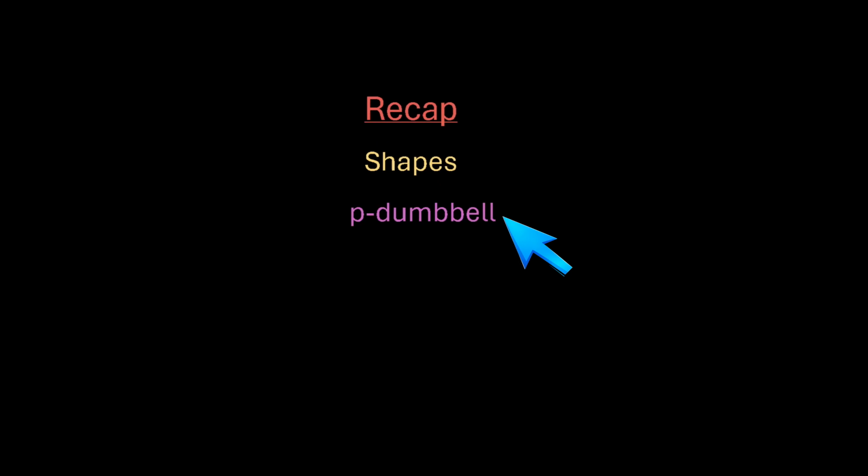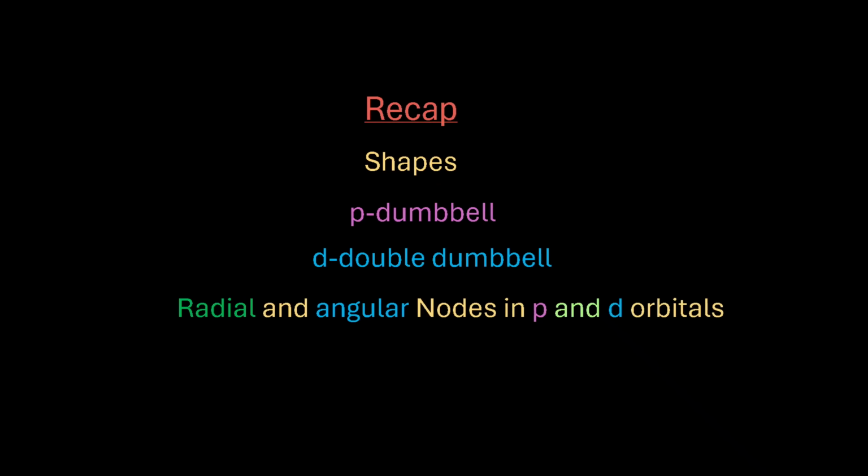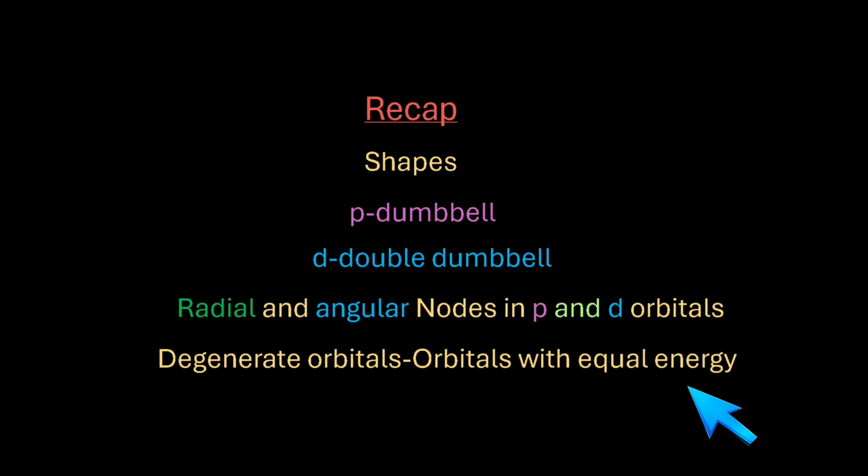In today's class, we learned about the shapes of p orbitals and d orbitals. P orbital is dumbbell shaped. D orbital is double dumbbell shaped. We also learned to calculate the number of radial nodes and angular nodes in p and d orbitals. And we also learned about degenerate orbitals. That means orbitals having the same energy.